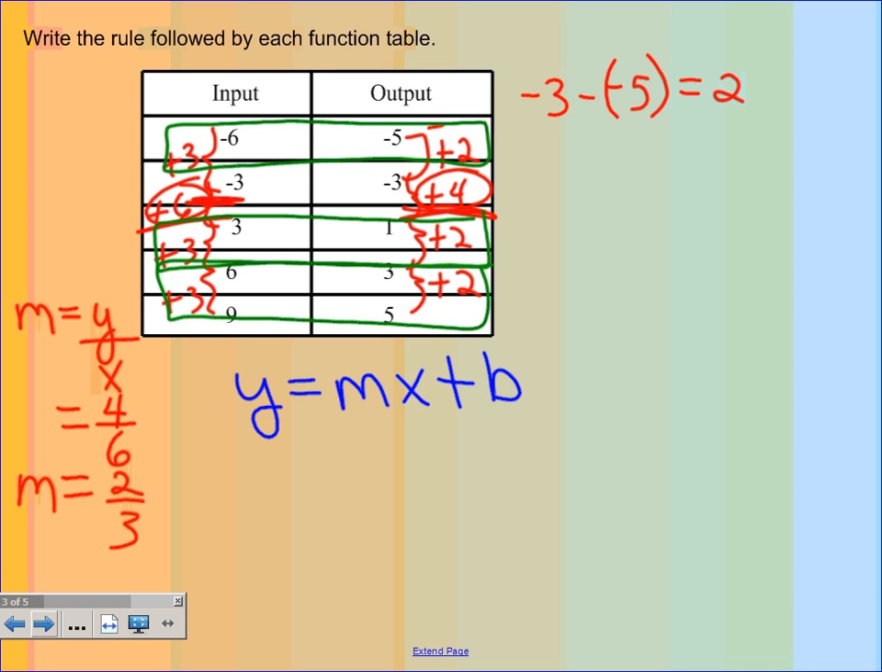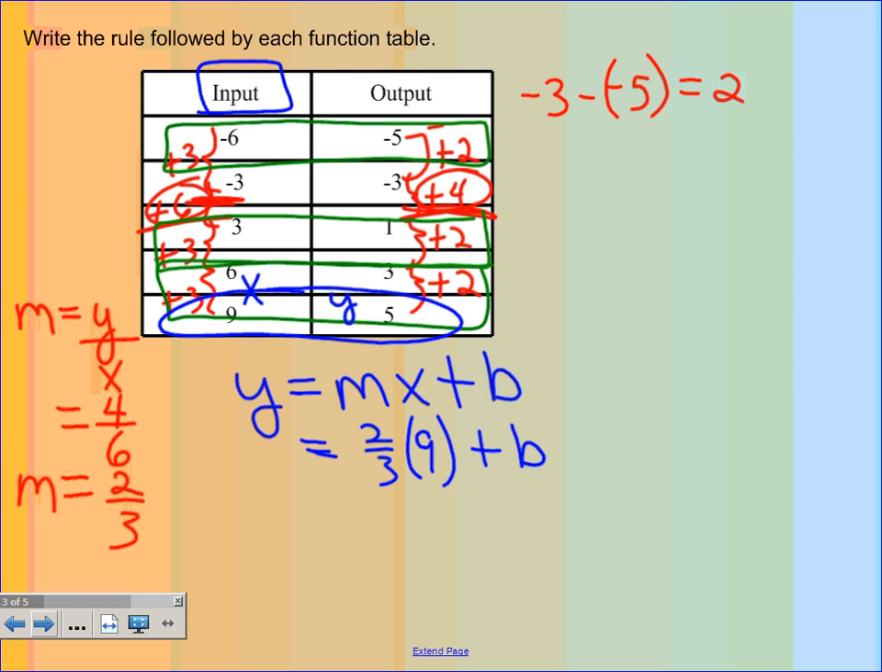Write your equation first. y, well, we have to choose one, but I know that m is 2/3. And then I'm going to go over here and just choose values. Let's see. I'm going to choose 9 and 6. I know that this is my x because input is x, and then the 6 will be my y. So I'll substitute in 9 here. I don't know b. That's what I'm trying to find. That's the purpose of substituting in x and y, is to find our y-intercept or our b. And then our output is 6.